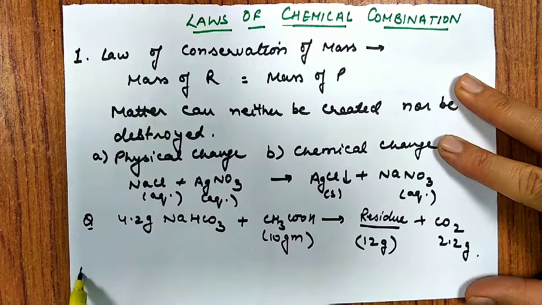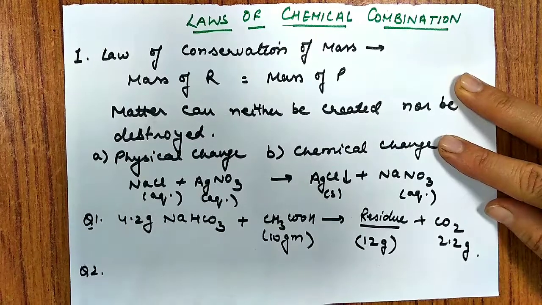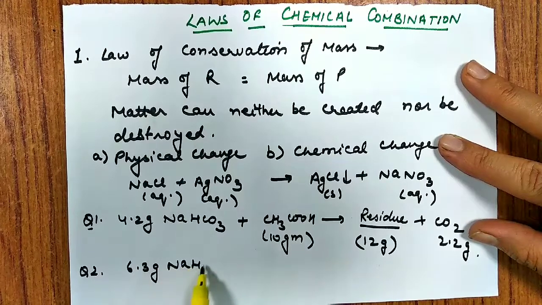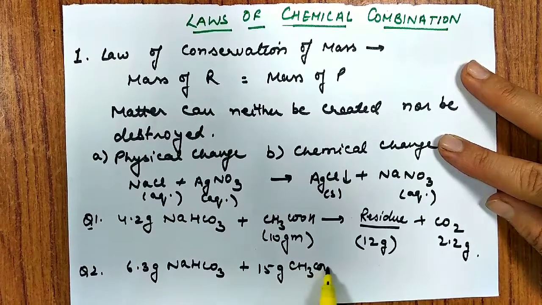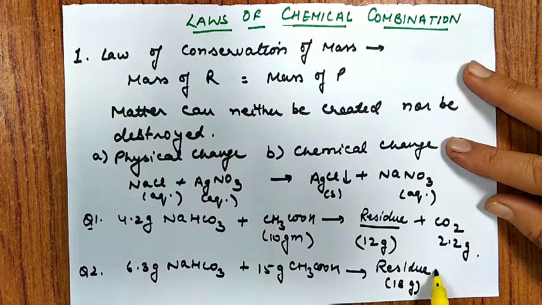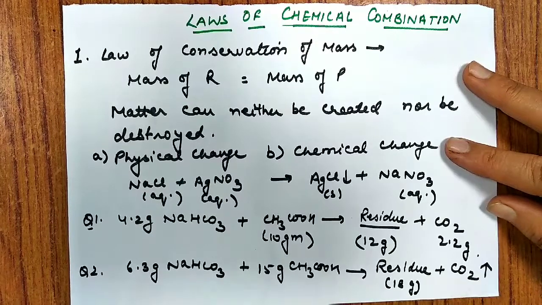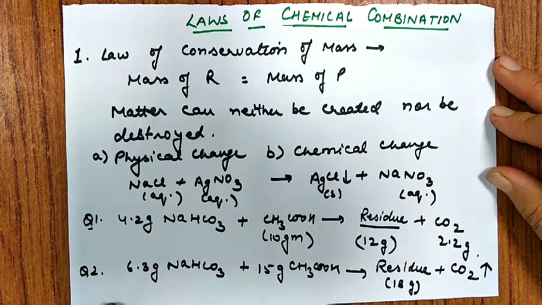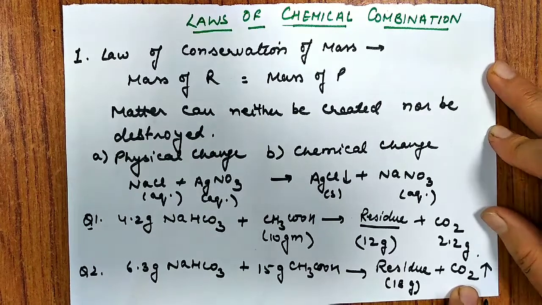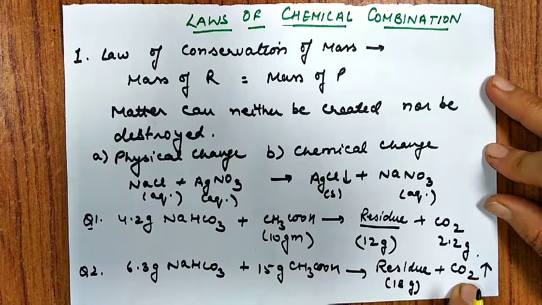I'll give you one question and I want the answer in the comment section. The question says: if you have 6.3 gram of sodium bicarbonate which is mixed with 15 gram of acetic acid, you get a residue of 18 gram. What is the mass of CO2 that gets released in the atmosphere? A very simple question, and you have to answer it in the comment section.